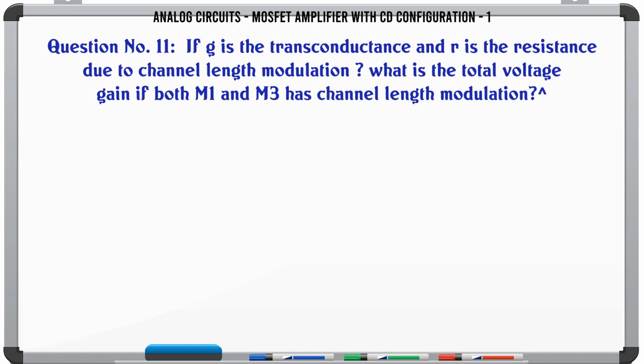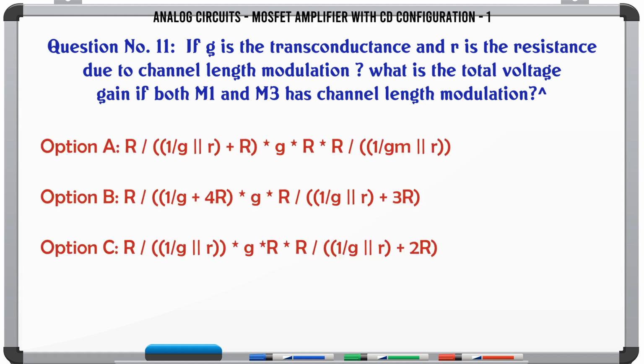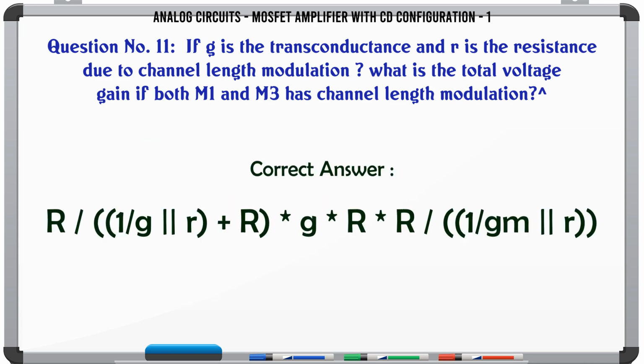If G is the transconductance and R is the resistance due to channel length modulation, what is the total voltage gain if both M1 and M3 have channel length modulation? A R1 GR, B R1 GR, C R1 GR, D R1 GR. The correct answer is R1 GR over R1 GR.